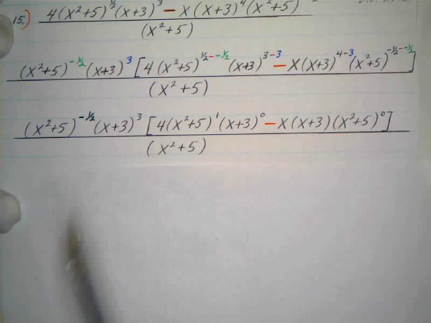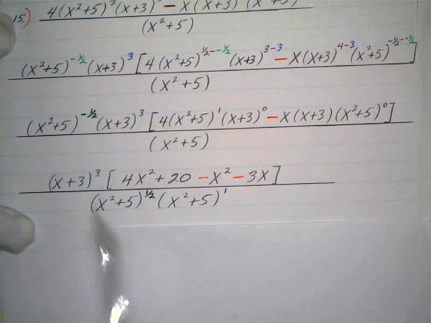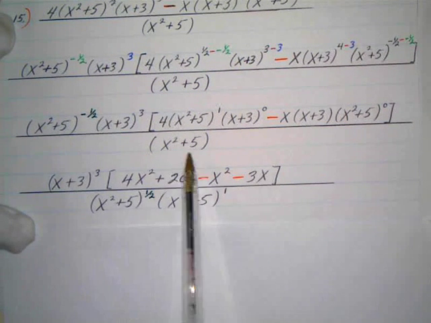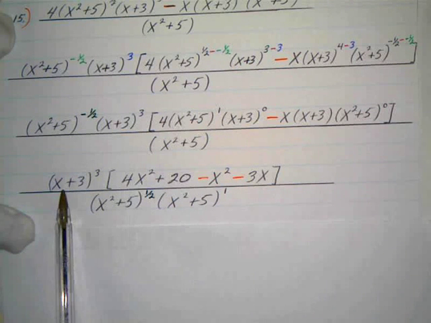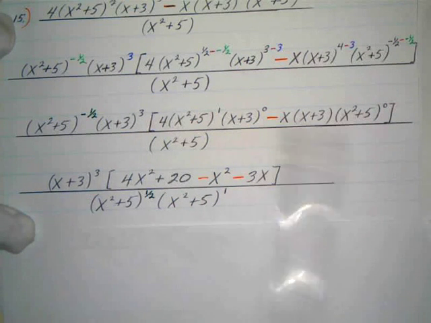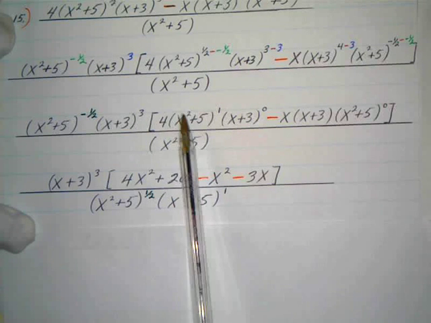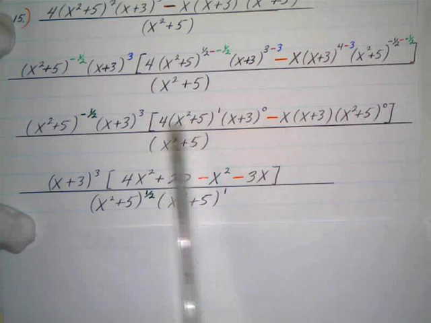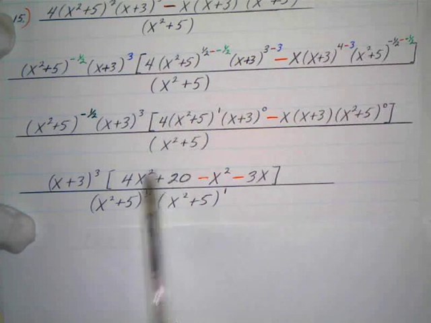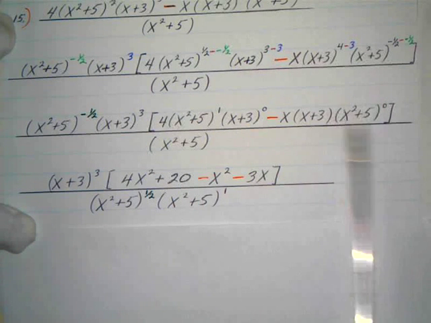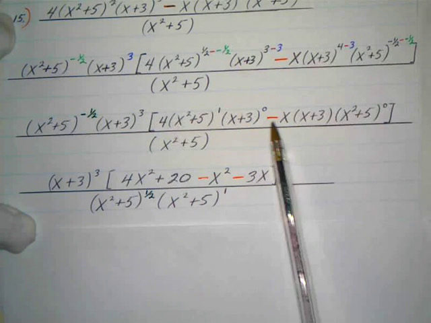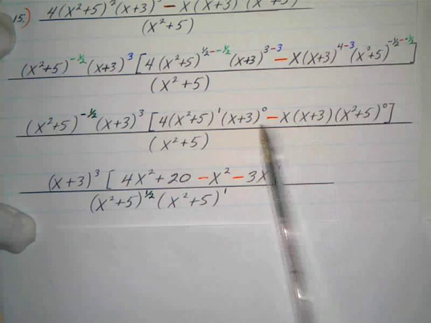Now I can put this in the bottom, so I chose to do that. So I got x squared plus 5 to the 1/2 times x squared plus 5, actually the first power. This is my x plus 3 cubed. And now this is just 1, and this is just x squared plus 5, so I have to multiply that by 4. So I got 4 times x squared plus 4 times 5 is 20. And this is just 1 again, so this is x plus 3, but I'm multiplying by a negative x, so I got negative x squared, negative 3x.